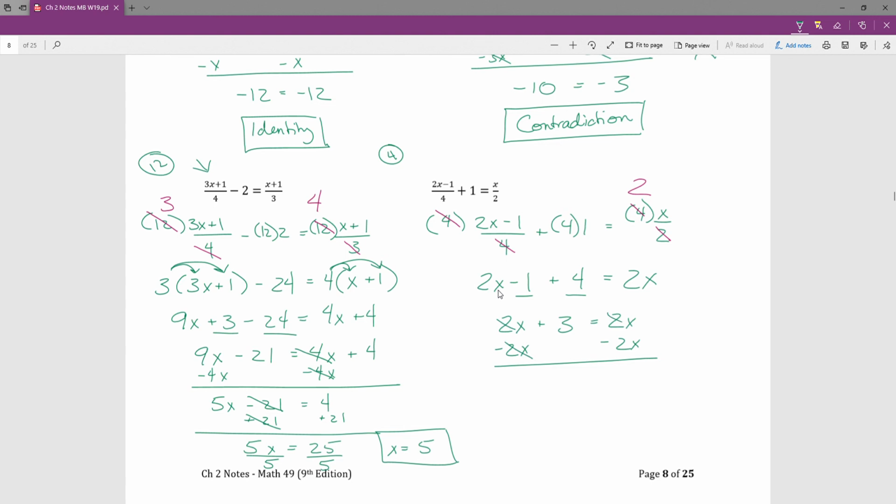And oh, weirdness, I get 3 equals 0. I get down to a line of nonsense. I get down to a line of garbage. And again, this is not my answer. You could have different lines of garbage down here, but this tells me that this is a contradiction. As equations go, it's never going to be satisfied. There is no value of x that would ever make the left side equal the right side.